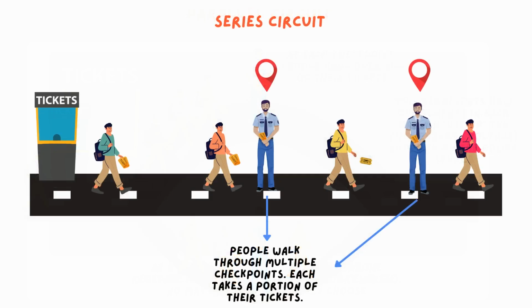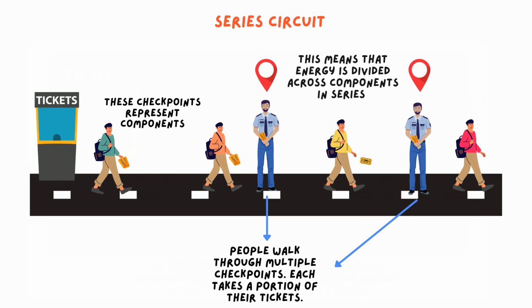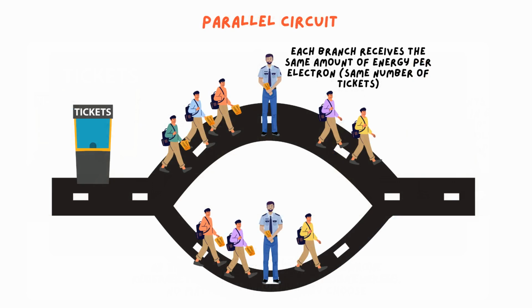In a series circuit, the people would walk through multiple checkpoints, representing components, and each checkpoint would take a portion of their tickets. So, by the time they reach the second or third checkpoint, they have fewer tickets left to hand over. This means the energy is divided across components in series. But in a parallel circuit, each branch receives the same amount of energy per electron, just as every checkpoint, or component, gets the same number of tickets from each person.